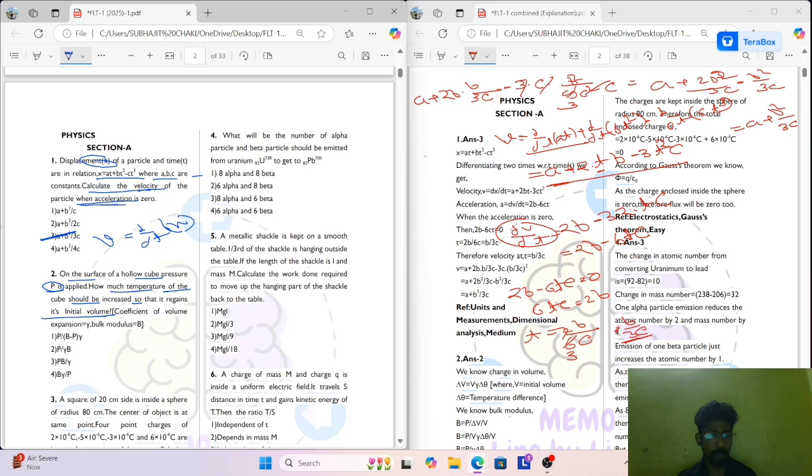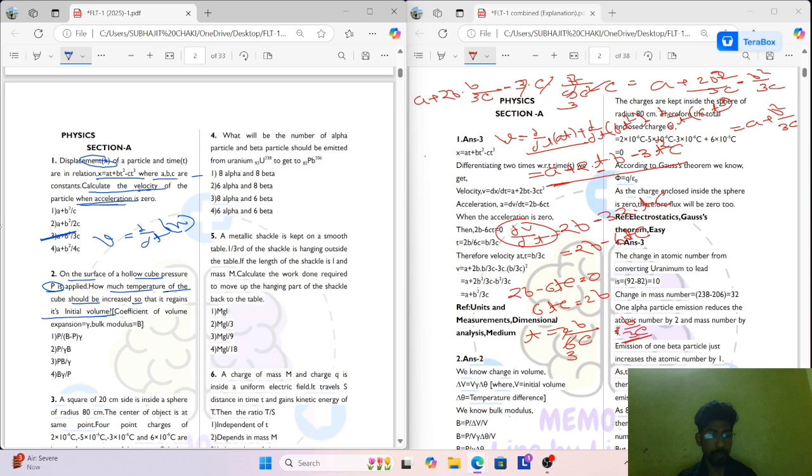What you will get? B equals to minus P divided by gamma into del T. Right? So B will be equal to P by gamma del T. So del T will be equal to what? Minus P divided by gamma B. So therefore, option number 2 will be the correct one. Only you have to neglect the negative sign. Right? Okay, pretty much simple thing.